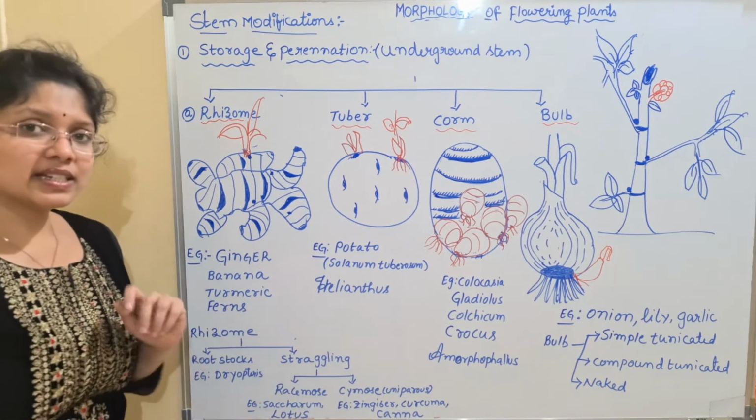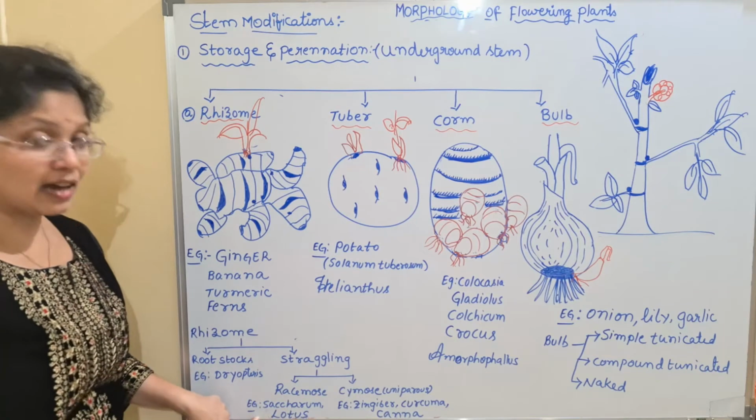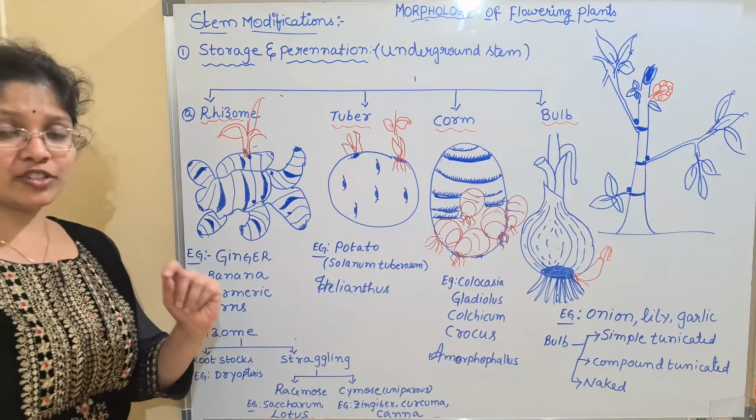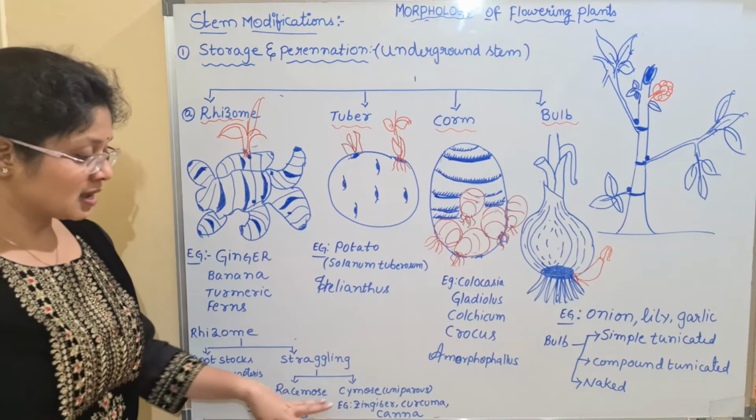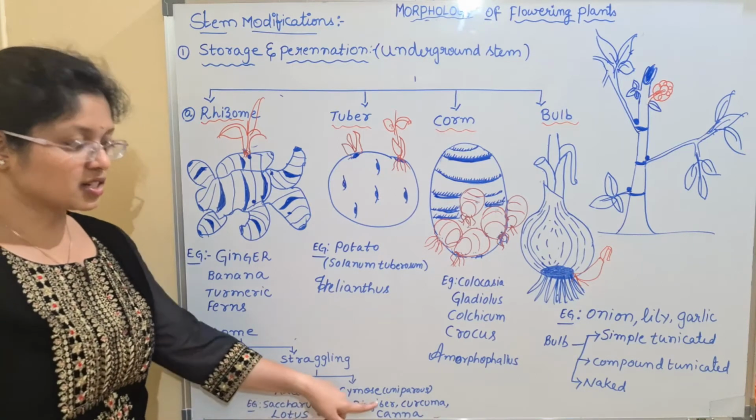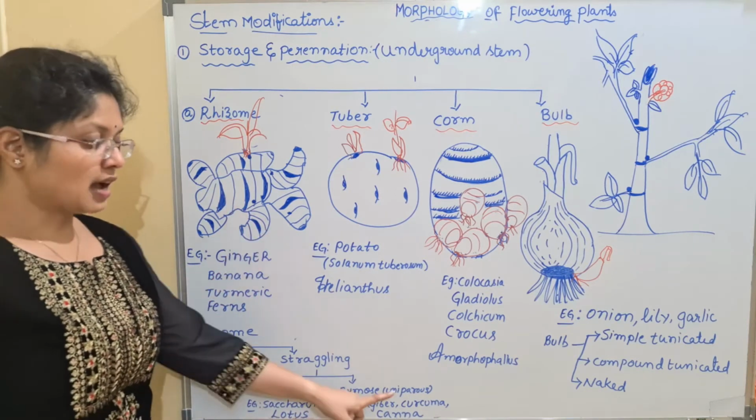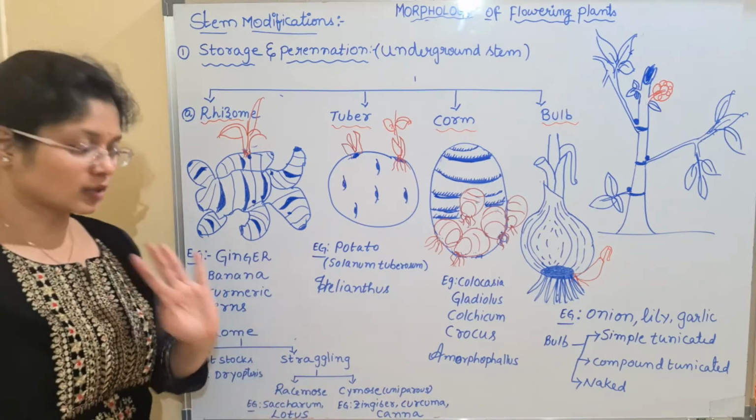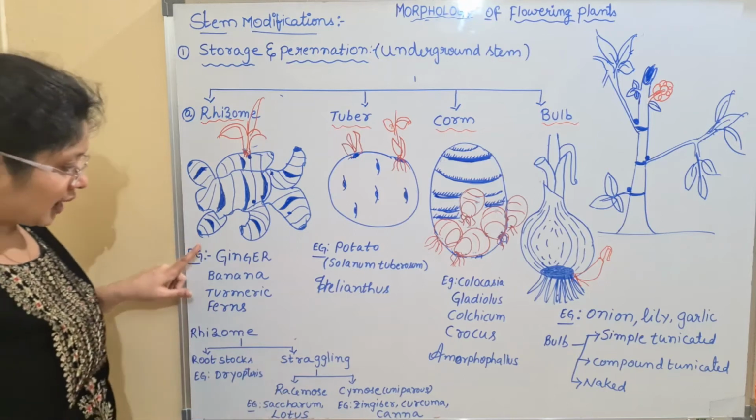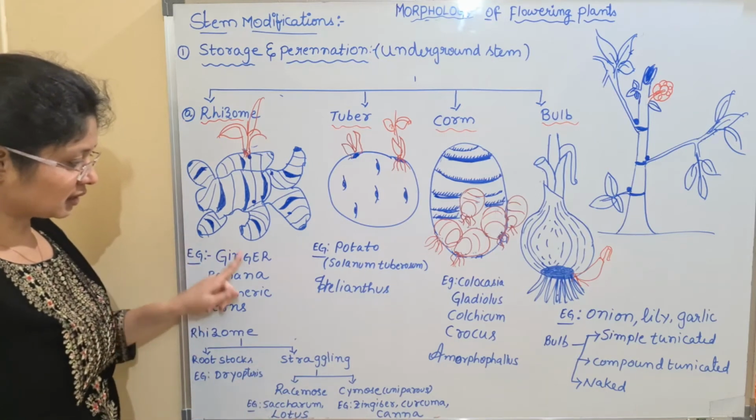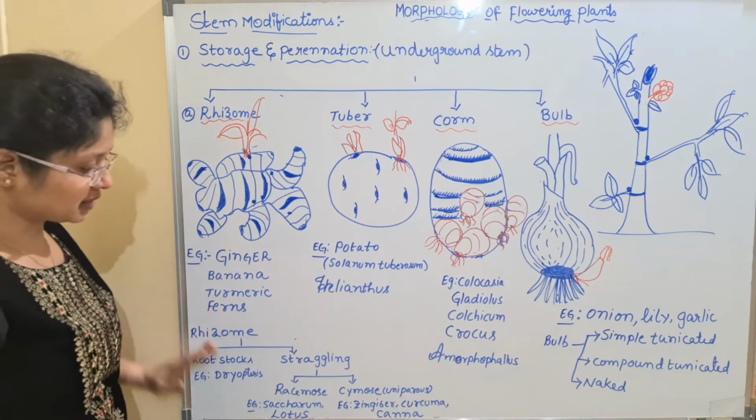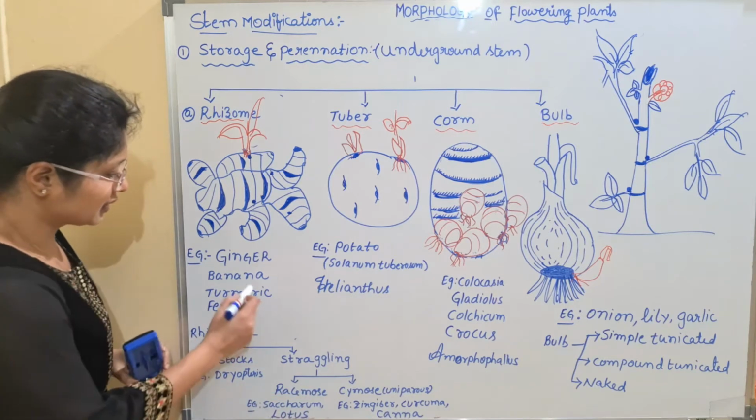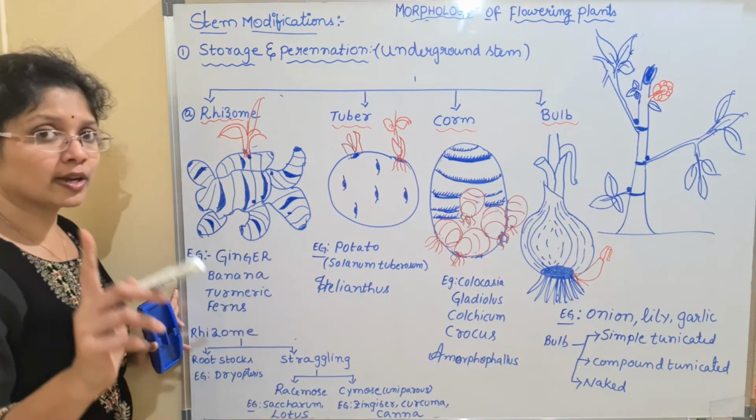So what are the examples here, children? For the racemose condition, we have sugarcane, that is Saccharum officinarum, and we have the lotus. And for cymose, we have Gingiber officinalis, that is ginger, Curcuma longa, that is turmeric, and Canna indica. These are some examples. Here I have given examples, but the conditions of these examples are again given here. If you see the examples and conditions, first I have told you about ginger.